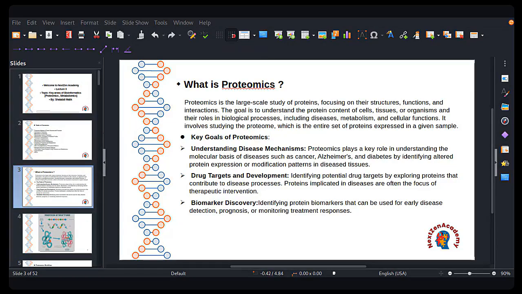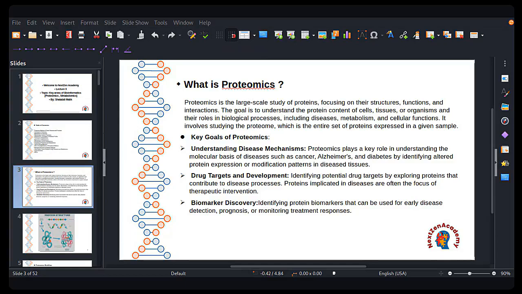So we identify potential drug targets by exploring proteins that contribute to disease processes. Proteins implicated in diseases are often the focus of therapeutic intervention. Okay, we can make medicines only when we know where and how they will react in our body, right? Any doubt? Are you guys able to understand whatever I'm saying?